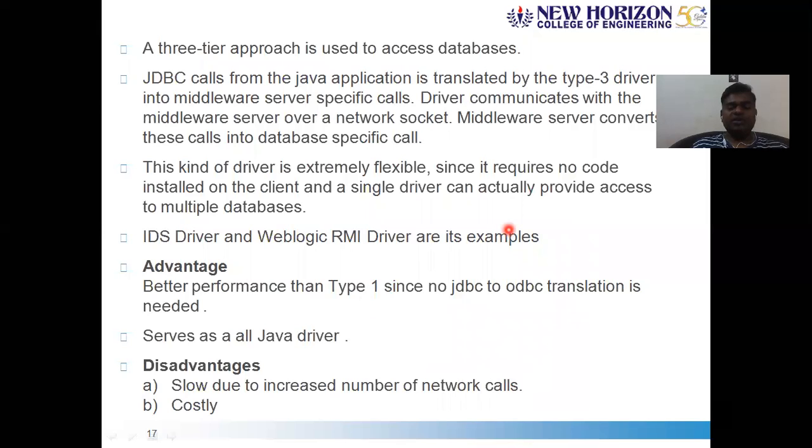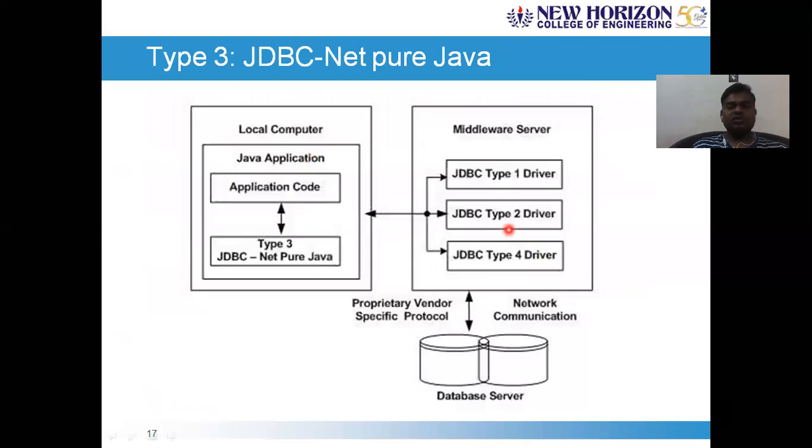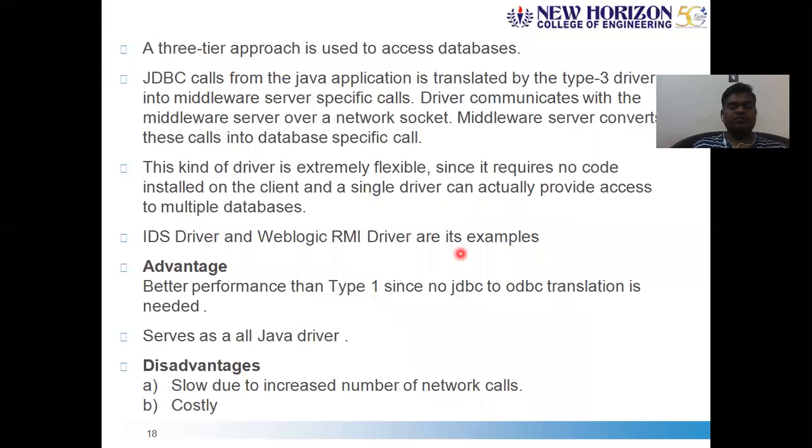The disadvantages are due to the number of network calls. There are network calls from type 3 to type 1, type 3 to type 2, and type 3 to type 4, and so on. So the number of calls is more, which may affect the performance. So it is a bit costly compared to others.